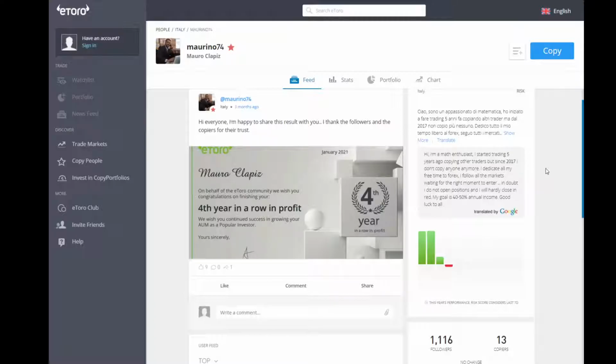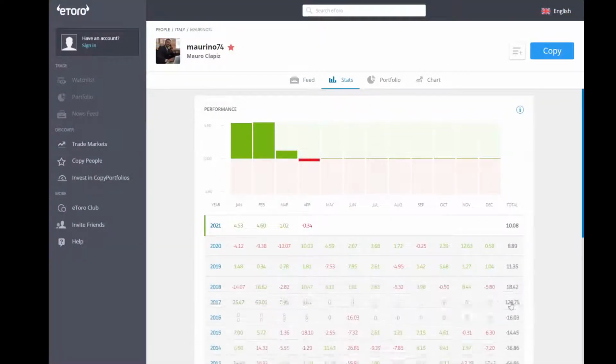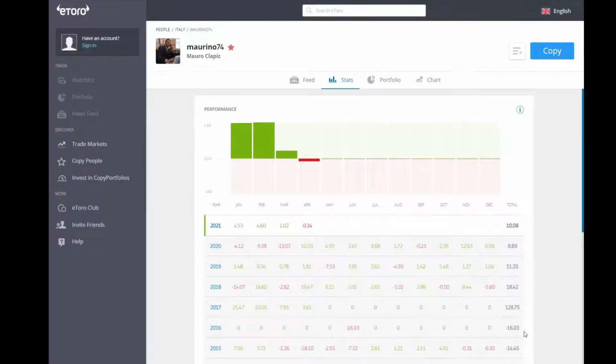My goal is 40 to 50% annual income, which is pretty high, right? We know the market on average is returning anywhere between 8 and 12%. So if you're shooting for 50%, you should be doing something very special. So we should ask ourselves, has he met his goal? And the answer is very much no.